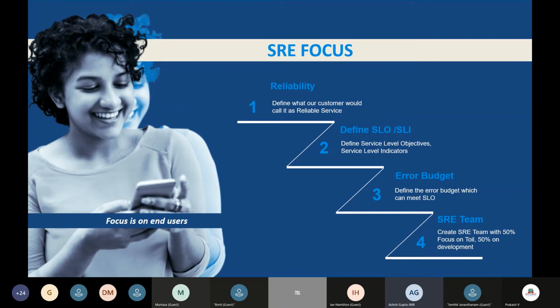Now, if you see 1, 2, 3, and 4, they would eventually help to make the users more happy, and that was the reason for putting this picture on the left side, to make sure that this whole focus is not to make the engineers happy. The whole focus is basically to make the users happy.